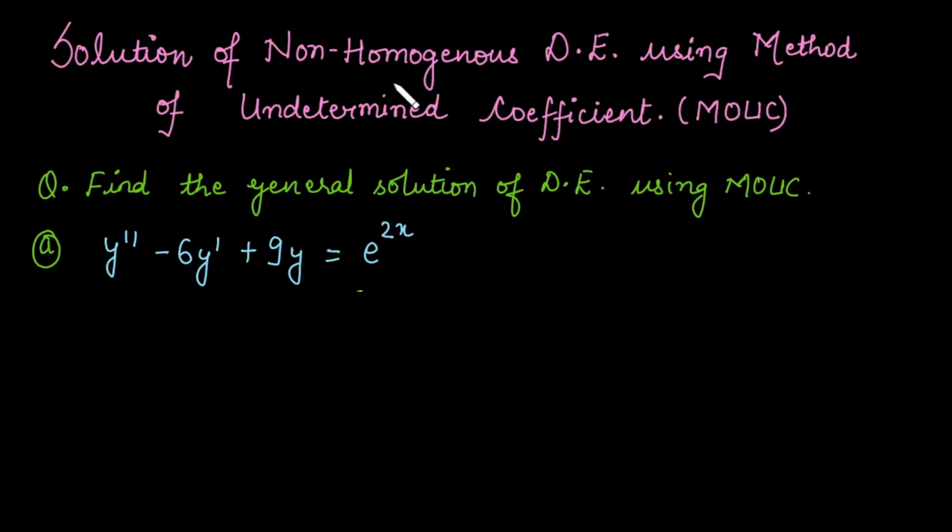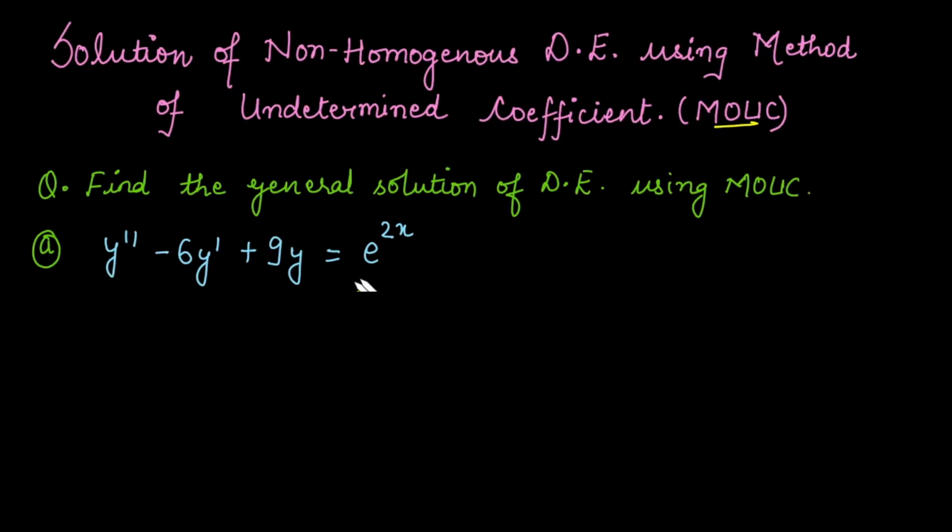Solution of non-homogeneous differential equation using method of undetermined coefficient. In this video, we are going to learn how to find the solution with the help of this method. This method is already explained in a previous video where we have observed how to find the particular form, or we can say the trial form of particular integral by observing the non-homogeneous function. So let's understand how to apply this method in order to find the general solution of a differential equation.